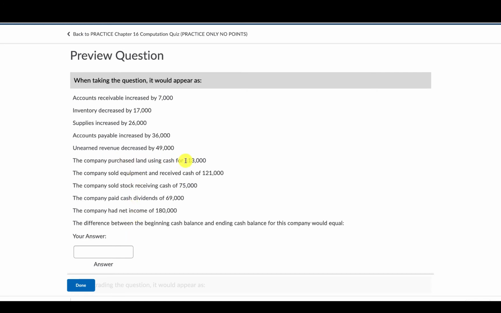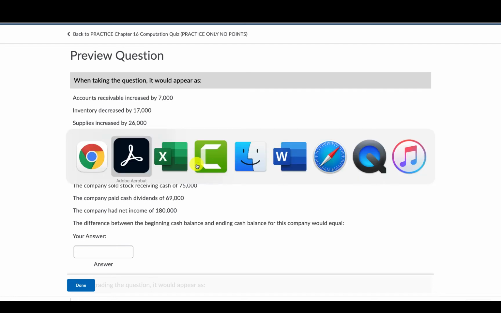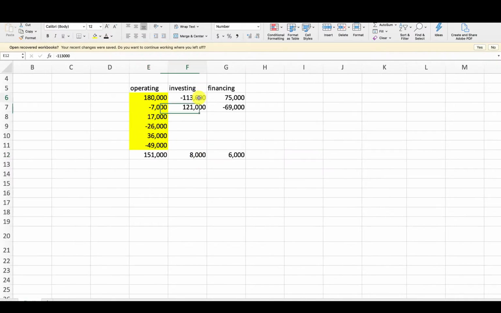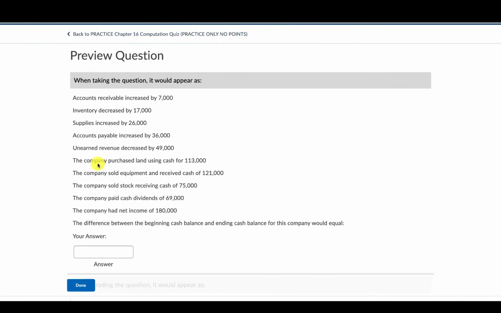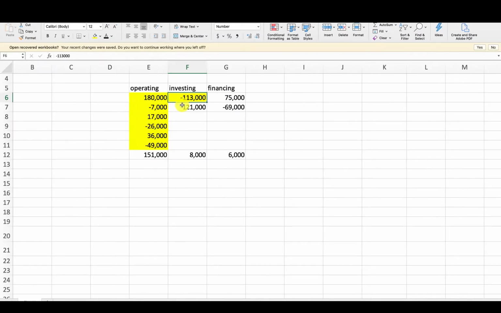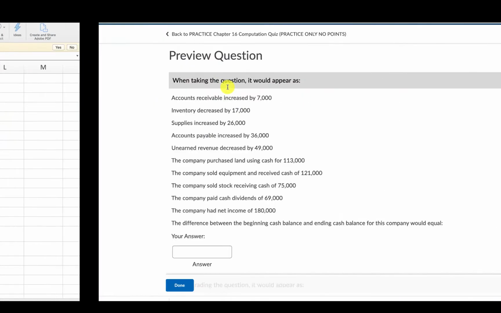So you purchase land using cash for $113. So since I paid cash for the land, $113 is going to be a minus. Okay. Then it says you sold equipment and received cash for $121. So since I received $121 cash, that's going to be plus. And when I add those two together, the negative and the positive, I get $8,000 positive. Now we go to financing.